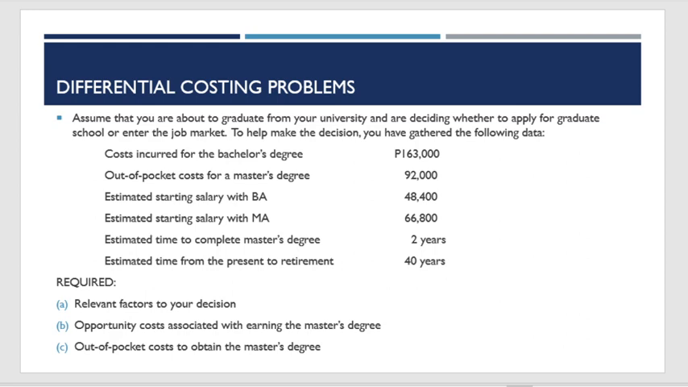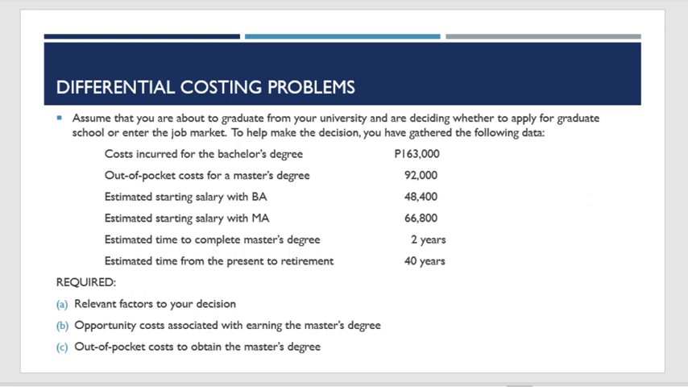Kasi yung amount na 48,400, same. Kumbaga, 48,400 kay bachelor's degree salary, ganun din kay master's degree. So, it is a future cost that does not vary between alternatives. So, yung excess lang noon ang kunin mo, the difference between the salaries. So, 68,800 minus 48,400, that will be a relevant cost to you.